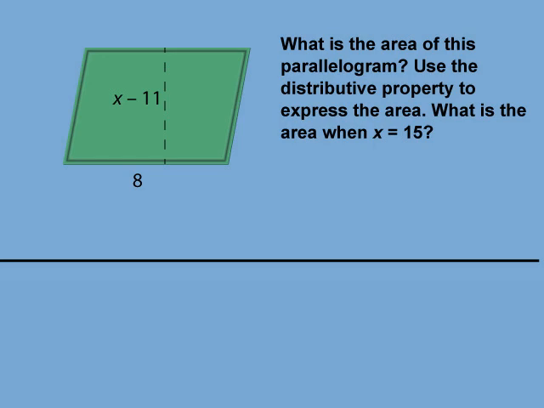The area of a parallelogram is the product of the base and the height. With this parallelogram, the height is a variable expression. The area of the parallelogram is the product of these two expressions, 8 and x minus 11.